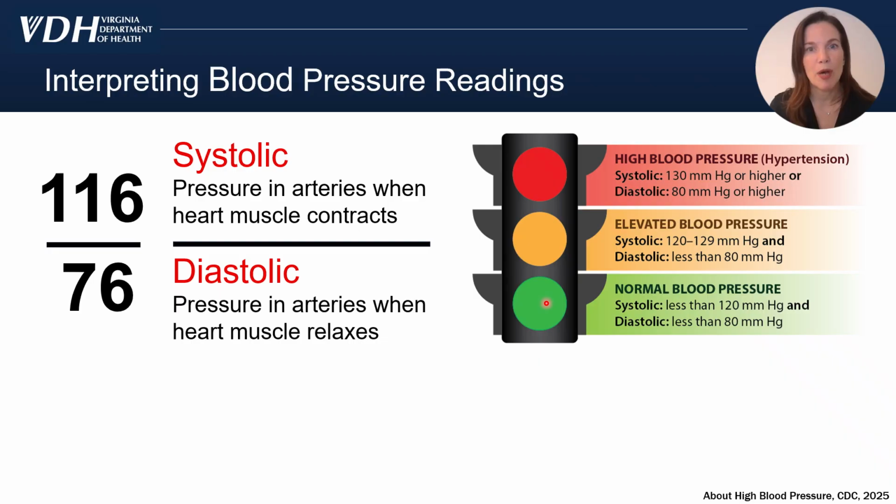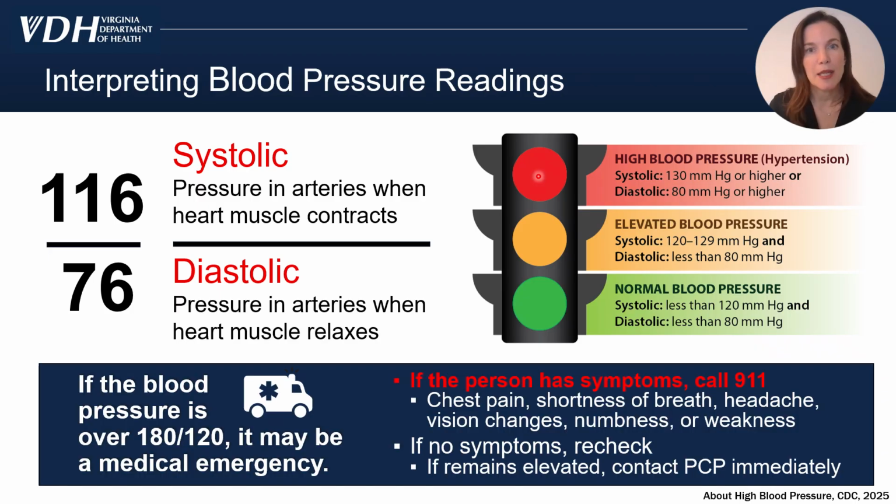It's considered normal blood pressure if the systolic blood pressure is under 120 and the diastolic blood pressure is under 80. It's considered elevated blood pressure if the systolic falls between 120 and 129 and the diastolic is under 80, and it's considered high blood pressure or hypertension if the systolic is 130 or above or the diastolic is 80 or above.